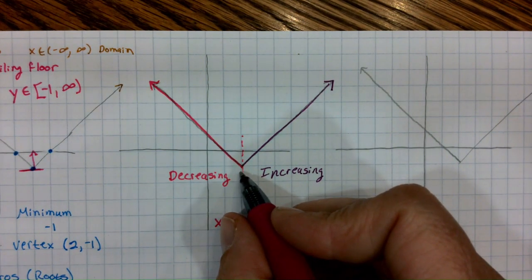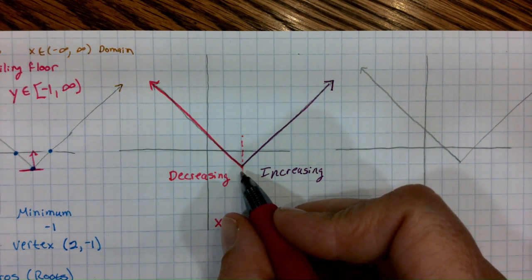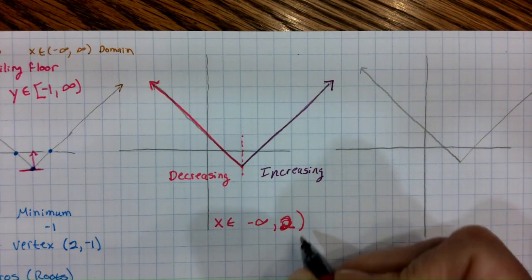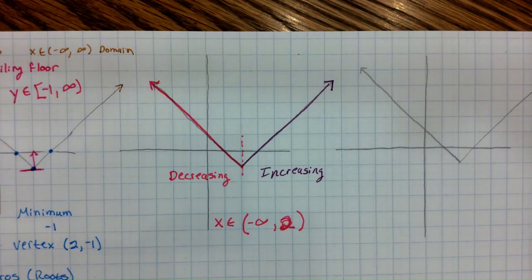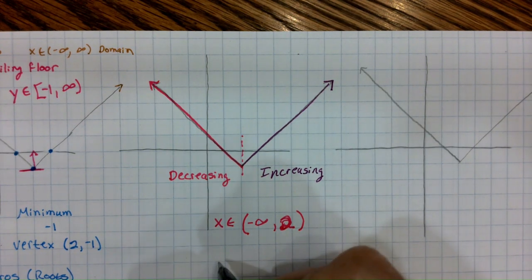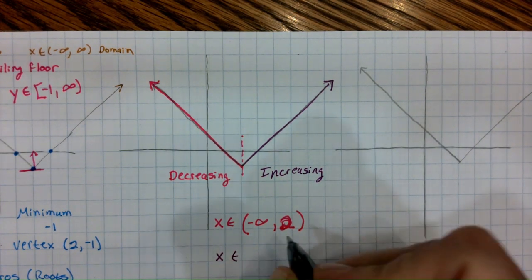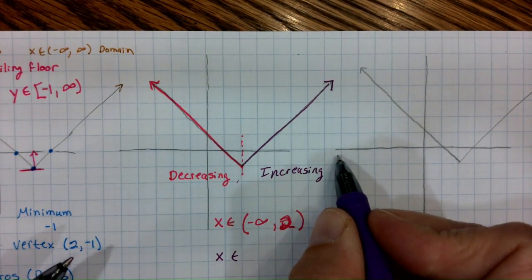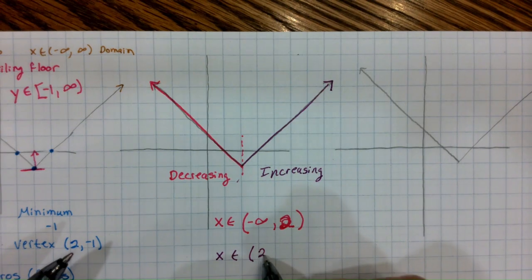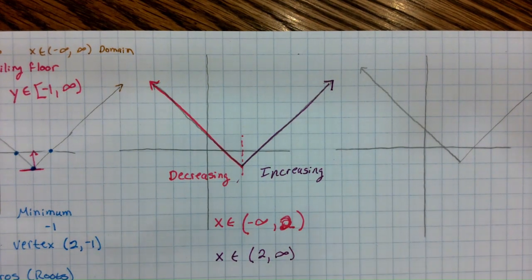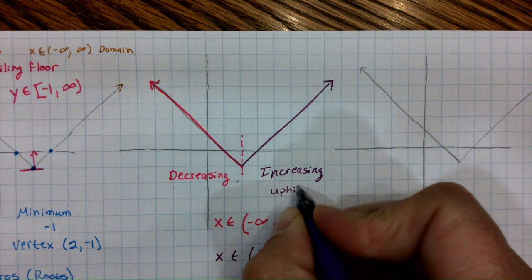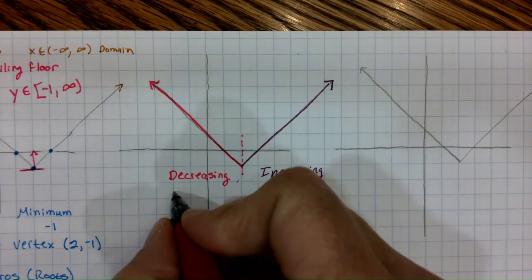Now, at 2, we're neither decreasing or increasing. We're making a switch, so I can't include 2 this time. So I'm going to use a parenthesis on 2, and of course -infinity is always open. Increasing is going to be when x is between the wall of 2, and then of course on the right there's no wall, so that would be infinity. So 2 and infinity. So that's the difference between increasing and decreasing. It is really uphill and downhill.